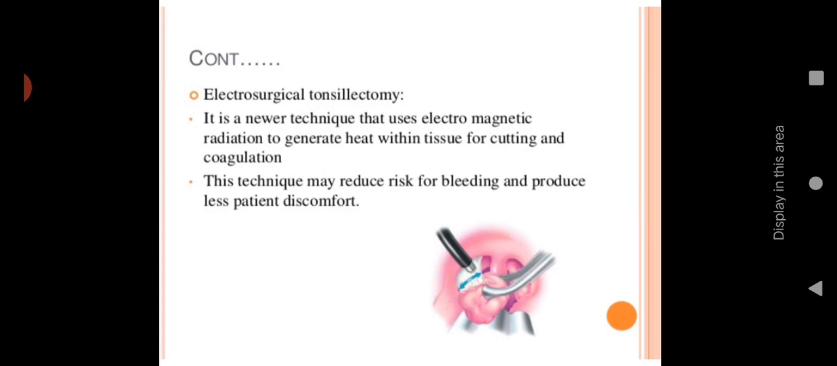With the help of electromagnetic radiation, it will produce heat over the tonsil tissue and also help for cutting and coagulation. This technique may reduce the risk of bleeding and produce less patient discomfort. It will produce less patient discomfort than a normal tonsillectomy, and also helps to reduce the risk of bleeding.